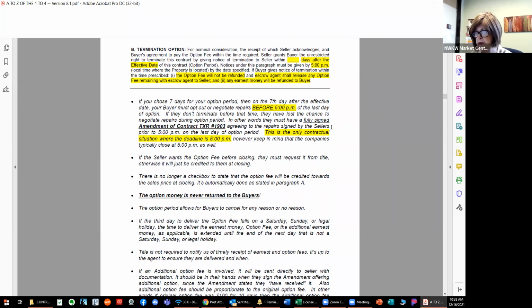Now, just keep in mind, there are two types of amendments out there. There's an amendment of listing agreement, and then there's an amendment of contract. Make sure you're using the amendment of contract 1903. And that's where you would put the repairs. If you have too many repairs, we're not talking about missing switch plates, we're talking about big ticket items that could cost them lots of money, in that case, you're going to put it on the amendment.